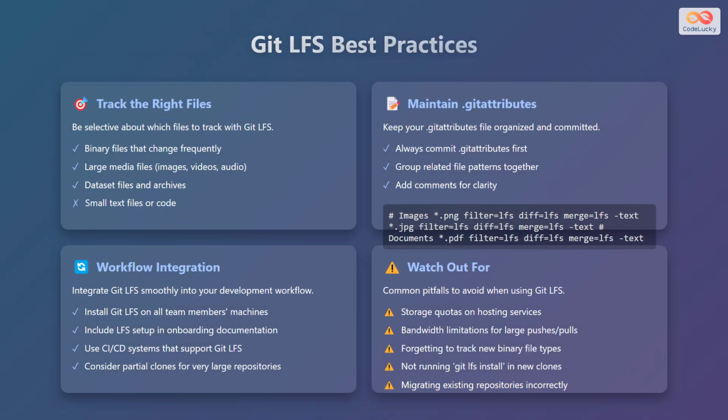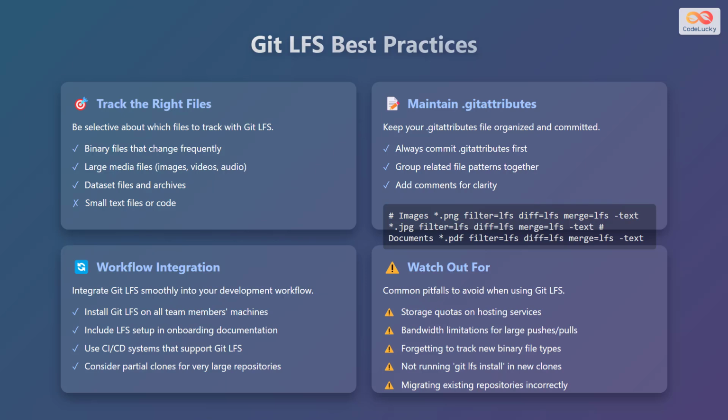Here are some Git LFS best practices. First, track the right files, which means to be selective about which files to track with Git LFS. Track binary files that change frequently, large media files like images, videos and audio, and dataset files and archives. Avoid tracking small text files or code. Second, maintain the .gitattributes file by keeping your .gitattributes file organized and committed. Always commit .gitattributes first. Group related file patterns together.